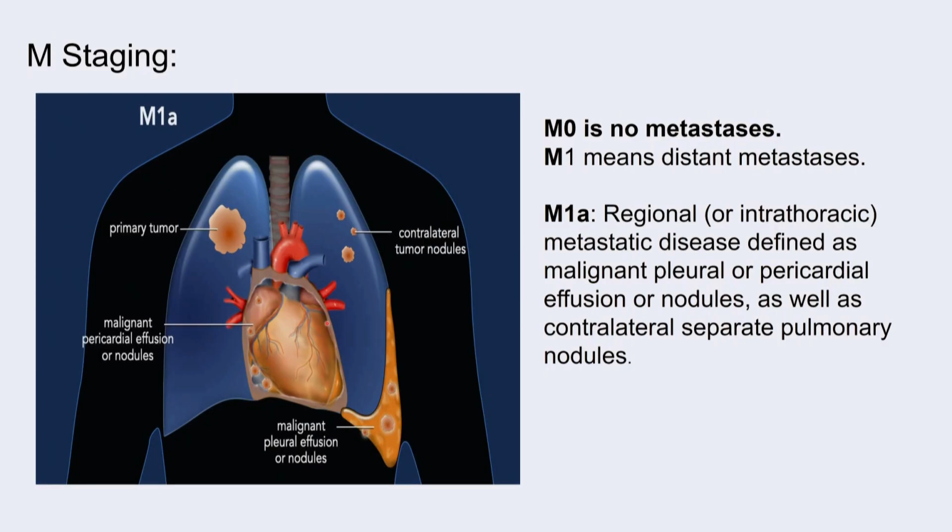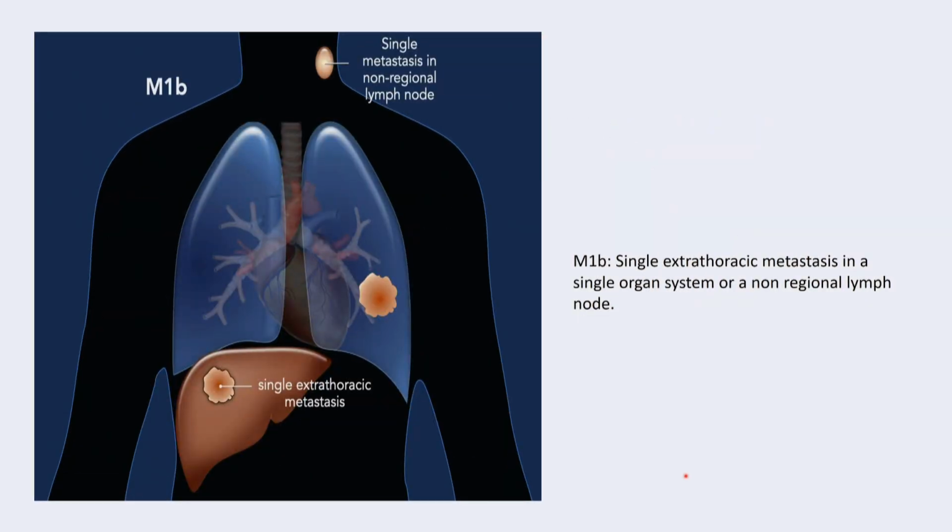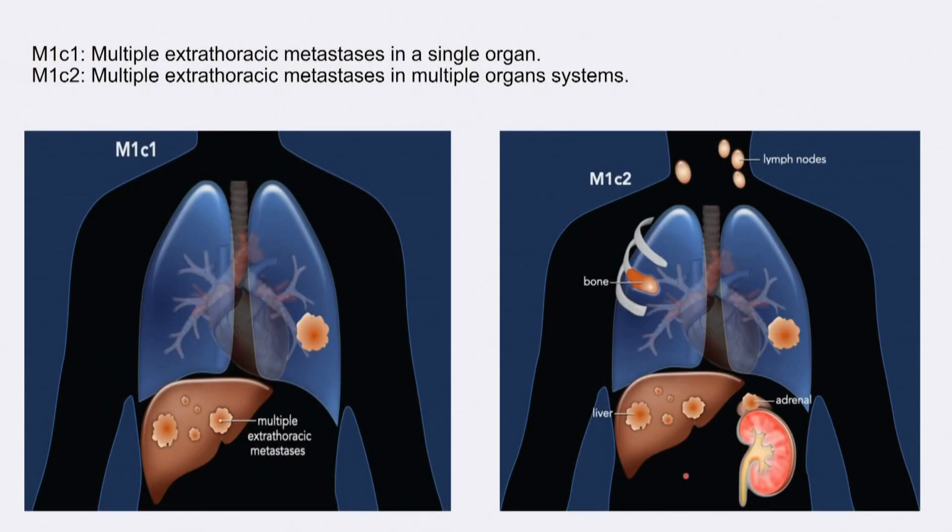In case of TNM staging, M refers to distant metastasis. M1 means distant metastasis, that may be a single distant metastasis site or other distant nodal metastasis. M1B should be a single extrathoracic metastasis in a single organ system or a non-regional lymph node metastasis. M1C indicates multiple extrathoracic metastases in a single organ. M1C2 means multiple extrathoracic metastases in multiple organ systems.